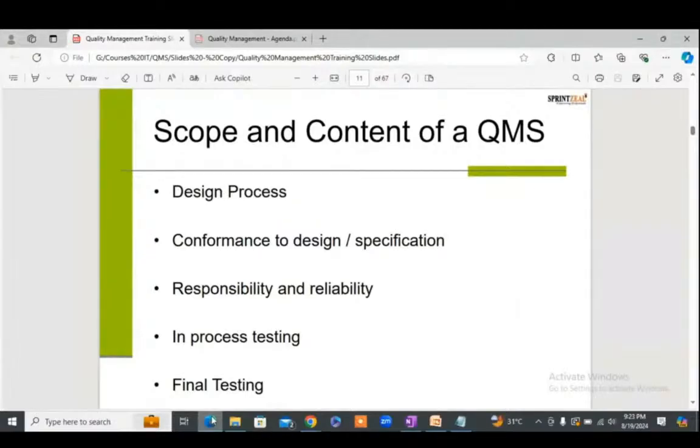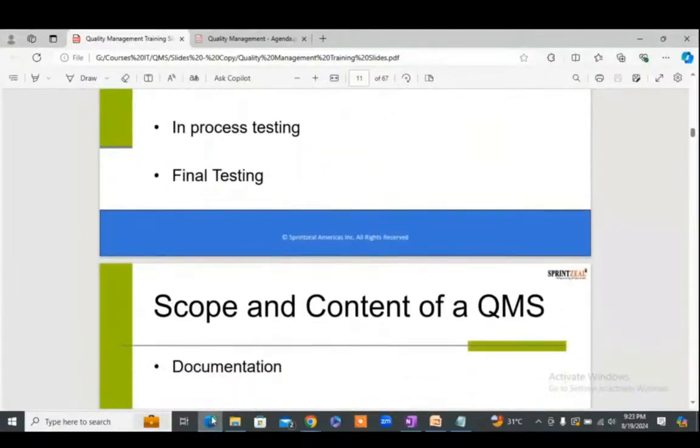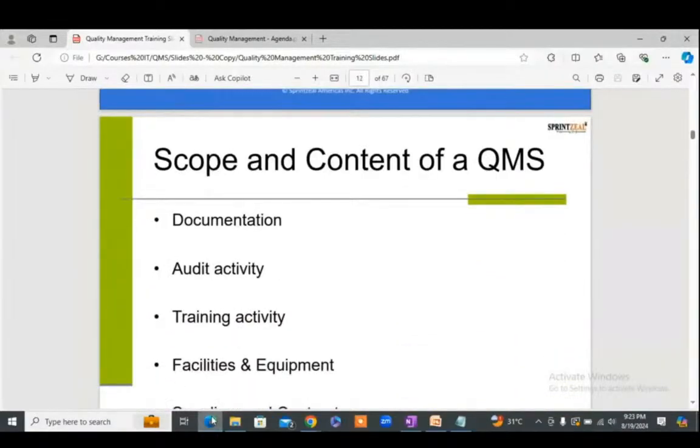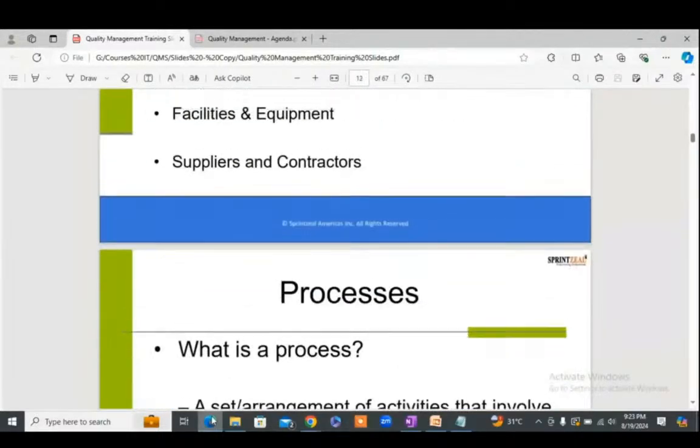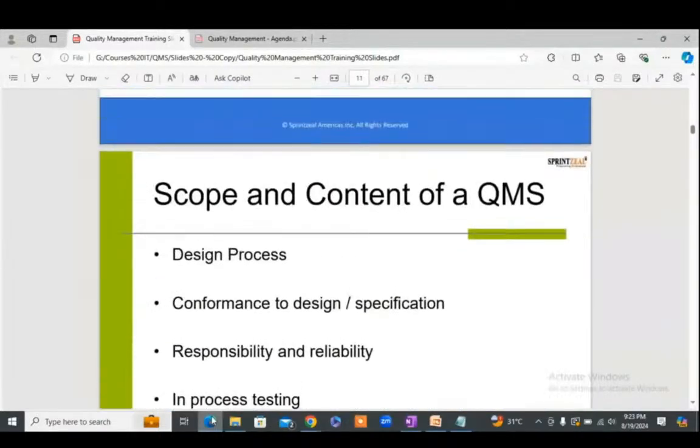Scope and content of QMS. Here in the scope and content, you can discuss design process, conformance to design, which is specification as well, responsibility and reliability, in-process testing and final testing as well, right? And documentation, audit activity, training activity, facilities and equipment, suppliers and contractors. I'll explain all these things to you one by one, right? And process as well.